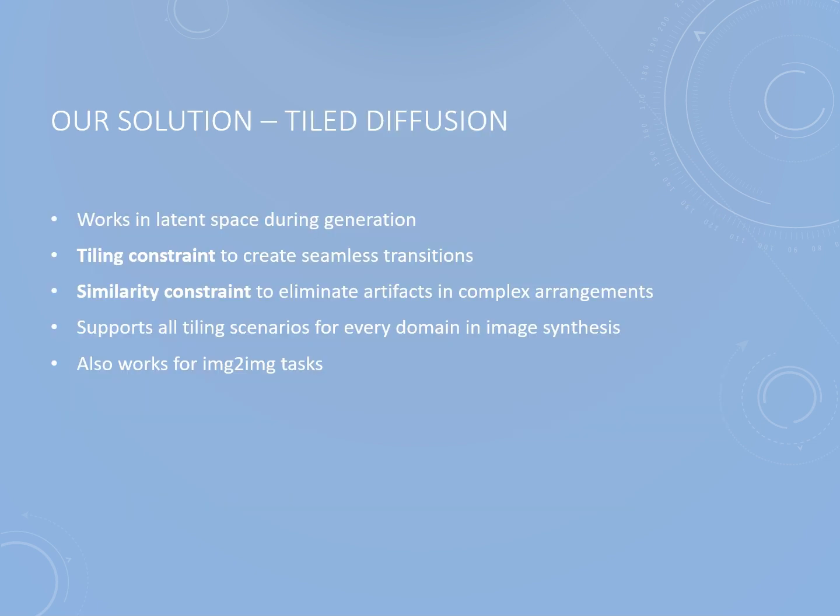Our solution, Tile Diffusion, works directly in latent space during generation. We introduce two key constraints, a tiling constraint that creates seamless transitions and a similarity constraint that eliminates artifacts in complex arrangements. Importantly, our method supports all tiling scenarios for any domain in image synthesis and also works for image-to-image tasks.